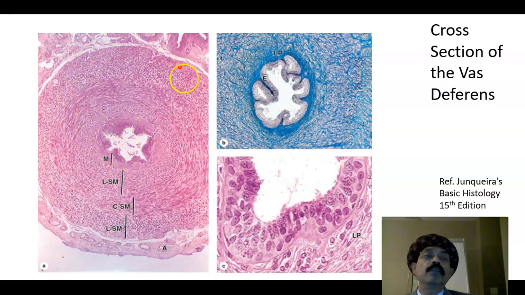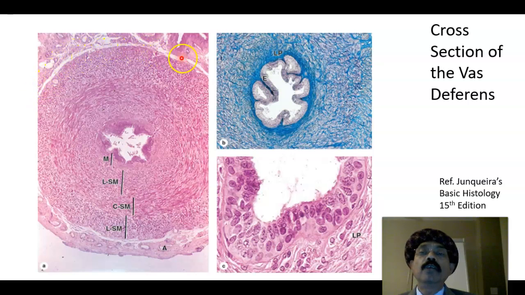If we go to the structure, we have the lining epithelium, pseudostratified ciliated columnar epithelium, then the lamina propria that is composed of collagen and elastic fiber. That is a loose connective tissue. Then we have the muscle: the inner longitudinal muscle, then the circular muscle layer, then the outer longitudinal muscle layer.